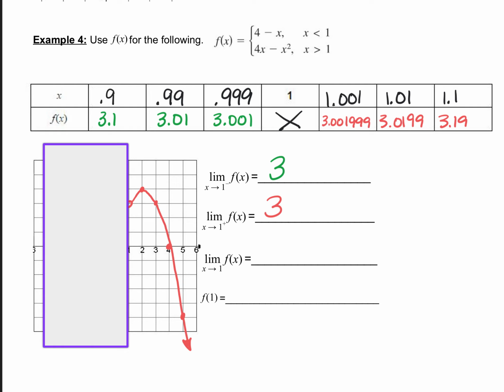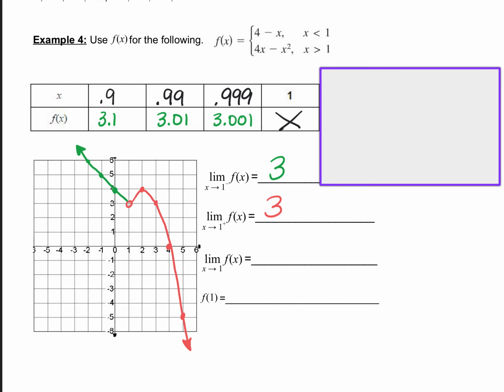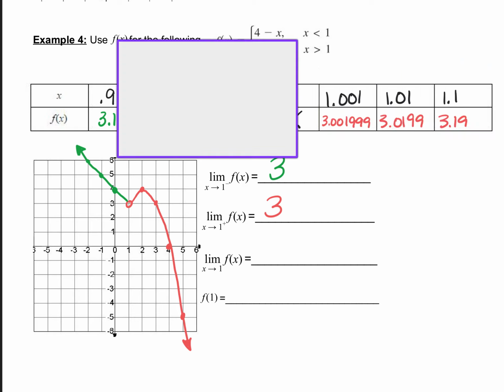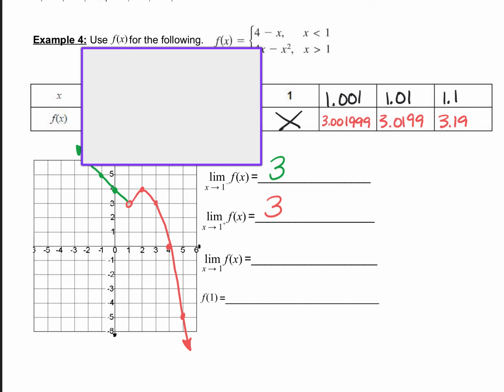Now I could do the same thing with the table. So if I want to find the limit as we approach x equals 1 from the left, I'm going to cover up the right side of my table and just look at the values in my table as I get closer to 1 from the left. And as I look at those values, they look like they're approaching 3. I can do the same thing to find the limit as we approach x equals 1 from the right. Again, looking at my values in my table, as I get closer to x equals 1, my output values look like they're getting closer to 3. That would be a very good educated guess.